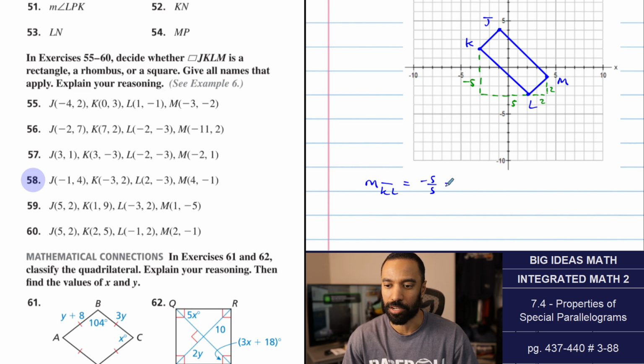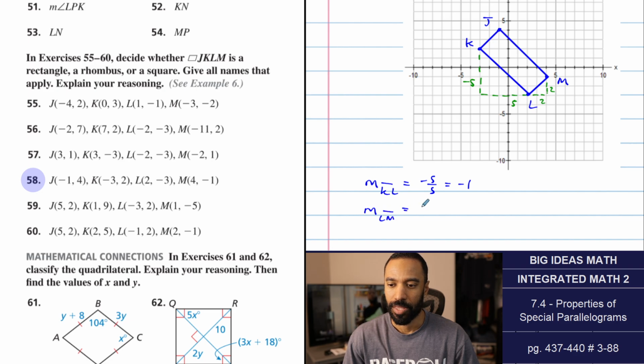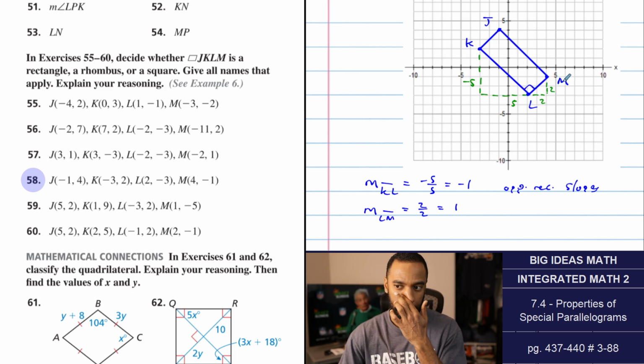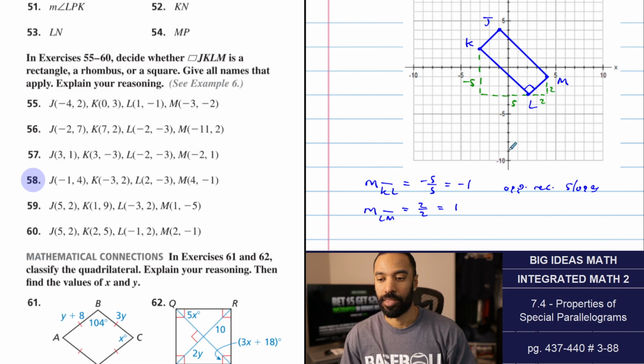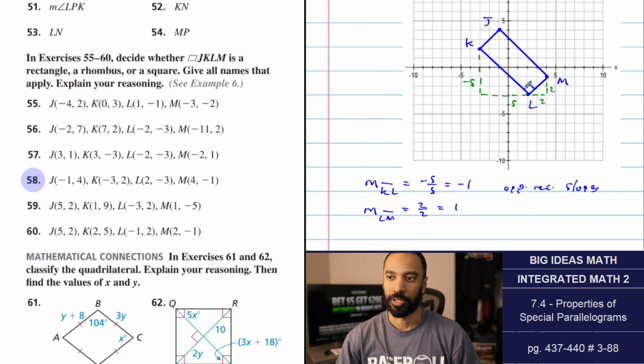-5 over 5, which is -1. The slope of segment LM is up 2 over 2, which is +1. Those are opposite reciprocal slopes. Opposite reciprocal slopes make a right angle here. And in a parallelogram, one right angle means all right angles. This is a rectangle. Clearly not a square, based on what we see here.